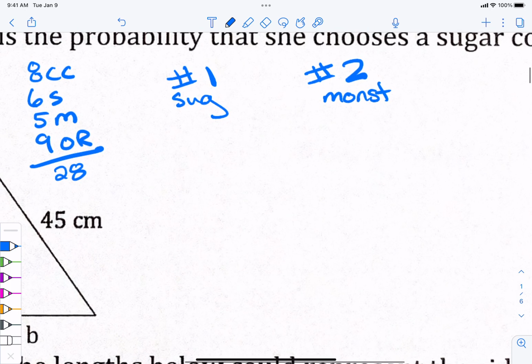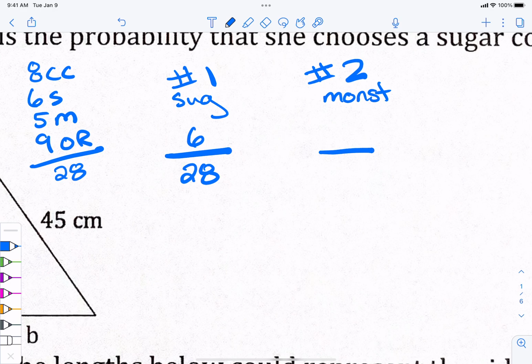All right. What's the chances of me choosing a sugar cookie? 6 out of 28. There's 6 sugar cookies out of 28. After we've chosen the sugar cookie, how many cookies are left? There's 27 cookies left. How many of them are monster? 5, right? Yeah. 5 out of 27.